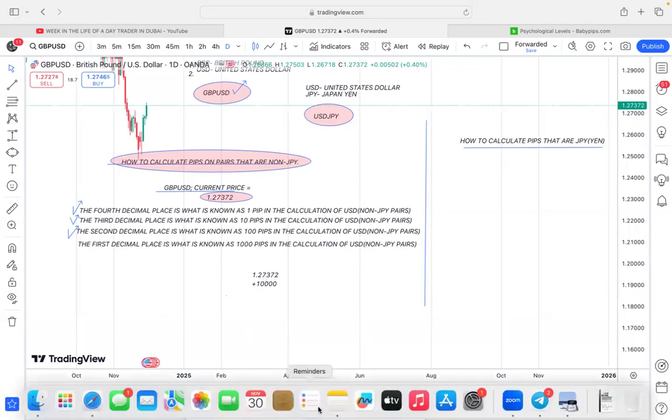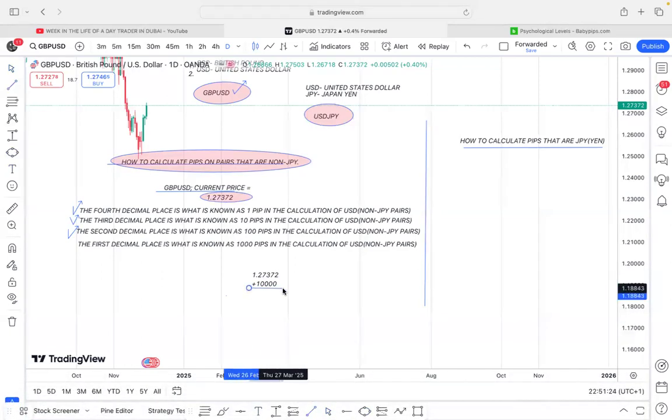So if you calculate that, 2 gives us 2,773, and we have 1.37372. Now that's our 1,000 pips, as if price moved 1,000 pips from the current price. So on your own, go and do more work on understanding how to calculate pips like this on US dollar pairs.